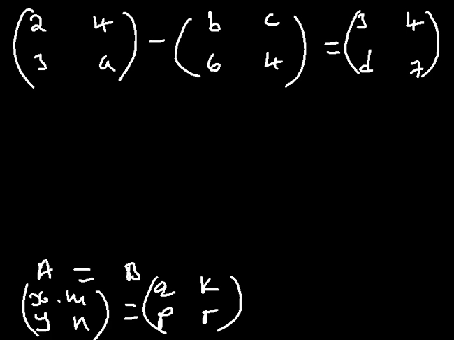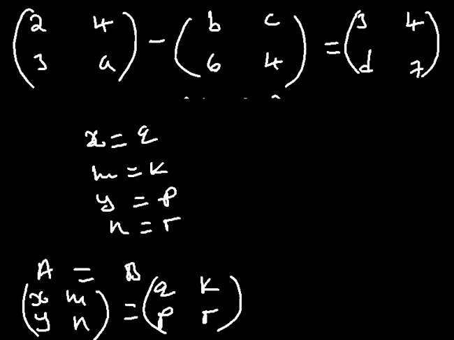We have a 2 by 2 matrix on one side, and also a 2 by 2 matrix on the other. So if A is the same as B, it means X is the same as Q, and M is the same as K, and Y is the same as P, and N is the same as R. This is what we call the equivalent theorem.